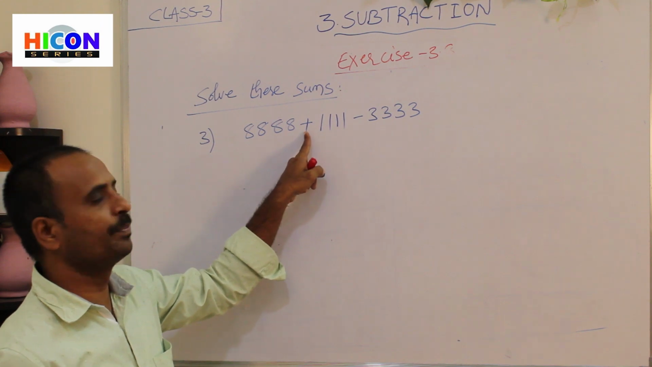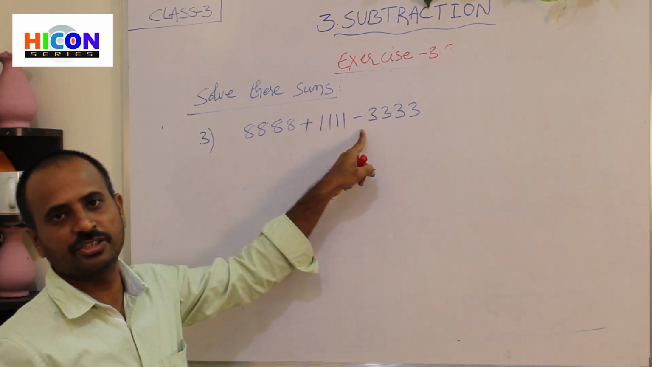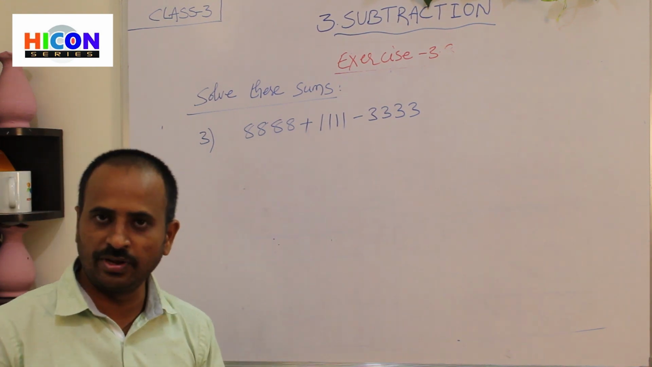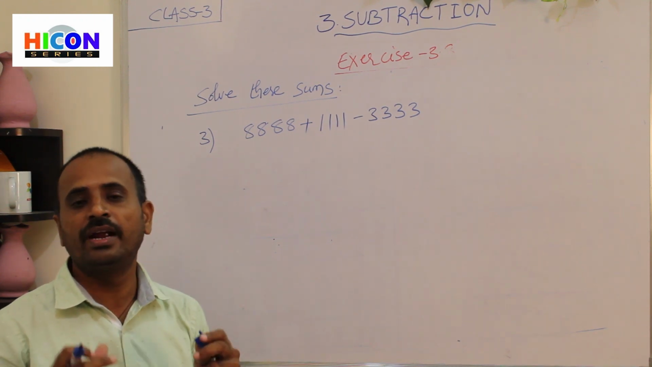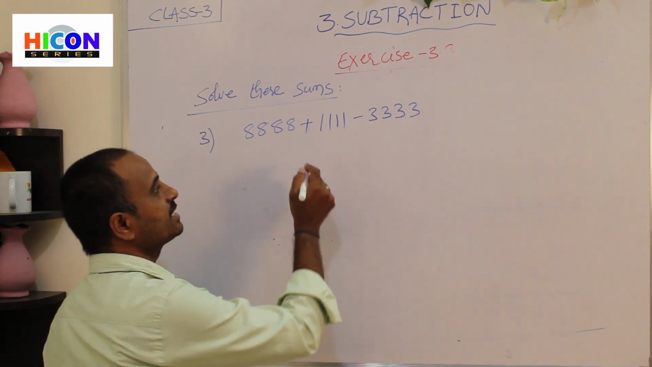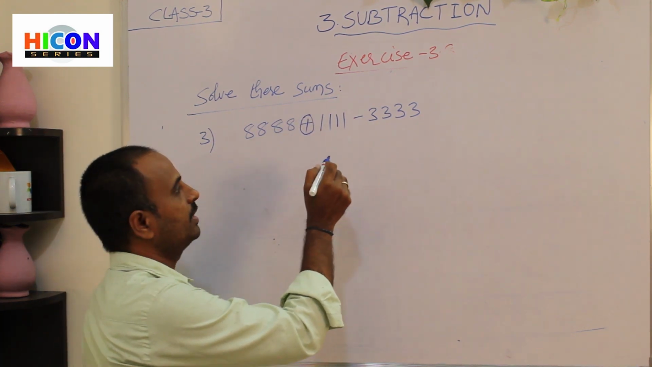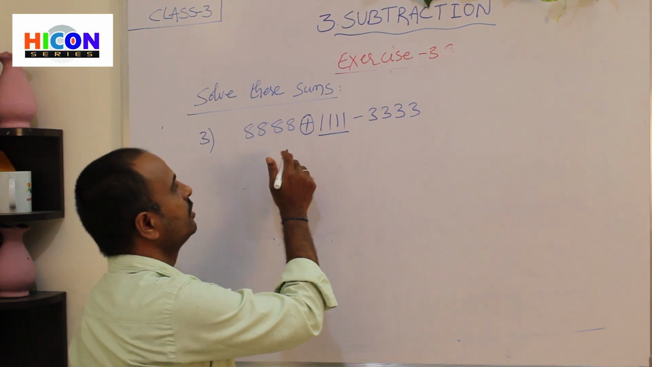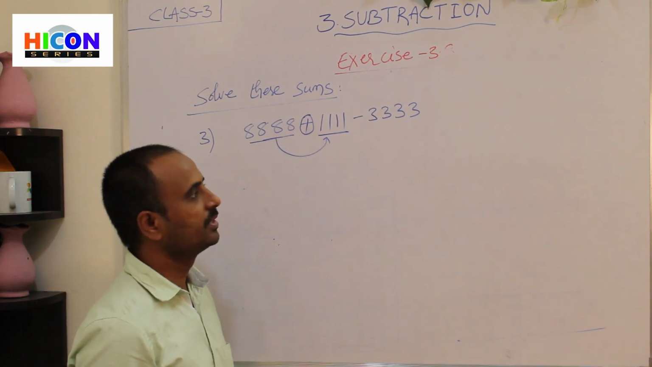Here also there is a plus and minus. That means there is addition and subtraction. Both addition and subtraction are there in this problem. So first we have to do addition. Which numbers do we have to add? The number which has a plus symbol before it. This 1111 has a plus symbol before it. So that's why we have to add these two numbers first.